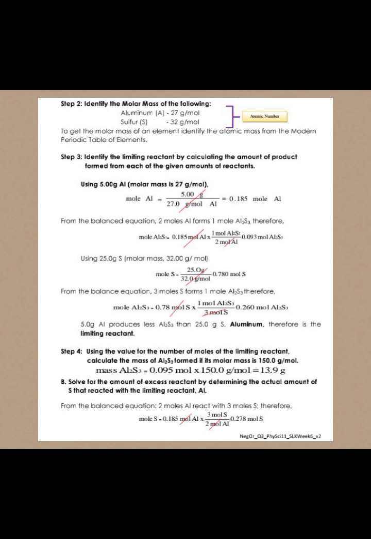Mole S equals 25.0 grams over 32.0 grams per mole, which is 0.780 mole S. From the balanced equation, 3 moles S forms 1 mole Al2S3. Therefore, mole Al2S3 equals 0.78 mole S times 1 mole Al2S3 over 3 mole S, which is 0.260 mole Al2S3. The 5.0 grams Al produces less Al2S3 than the 25.0 grams S, therefore aluminum is the limiting reactant.